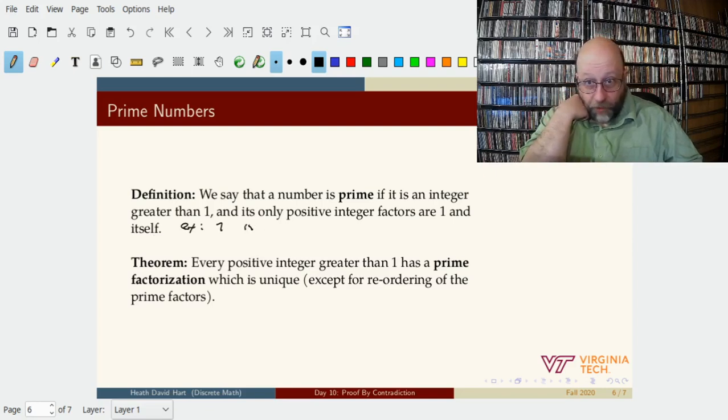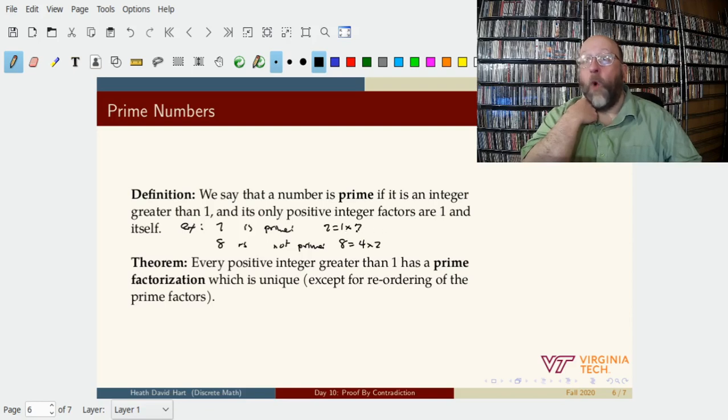7 is prime because 7 only factors into 1 times 7, but it doesn't factor into anything smaller than that. 8 is not prime because 8 can be factored into 4 times 2. And so it has factors that are not just 1 and itself.